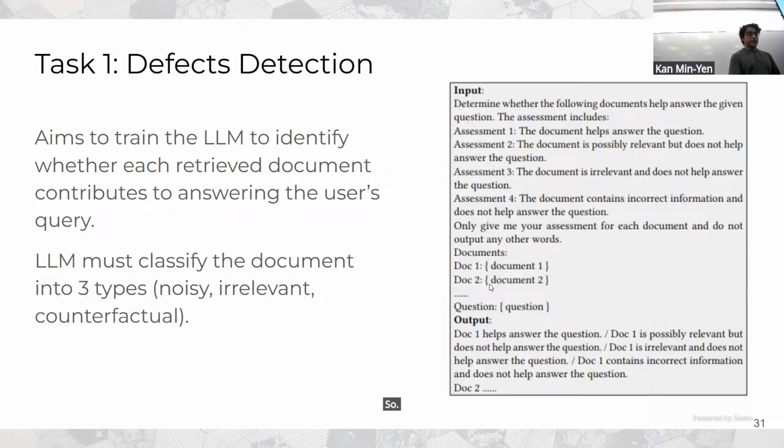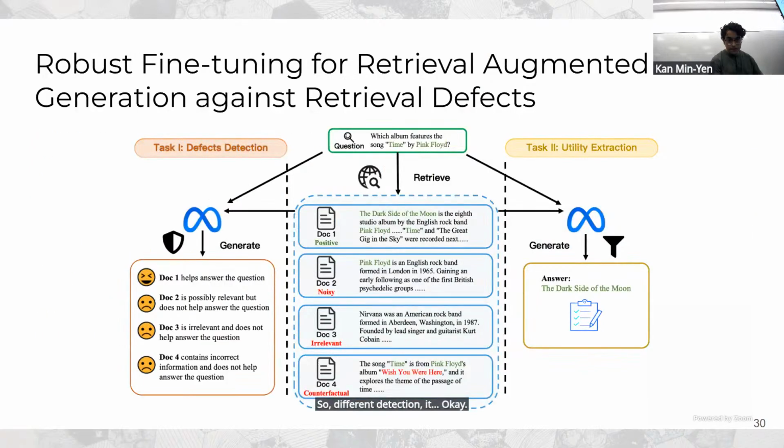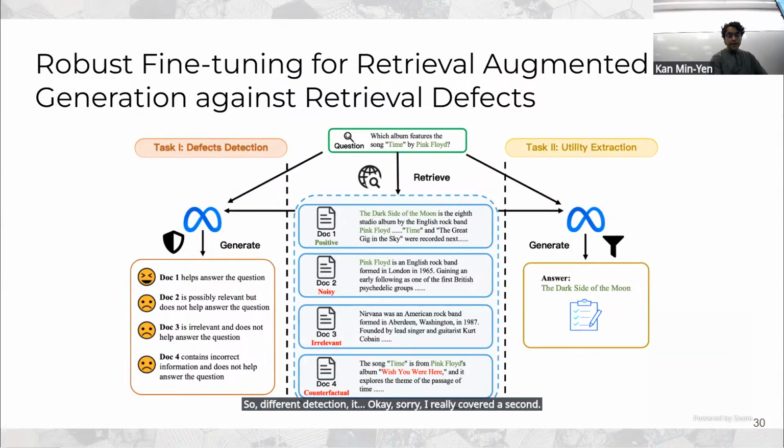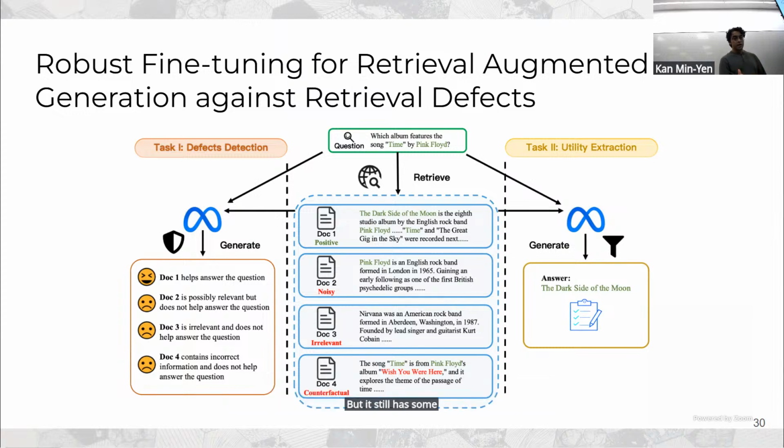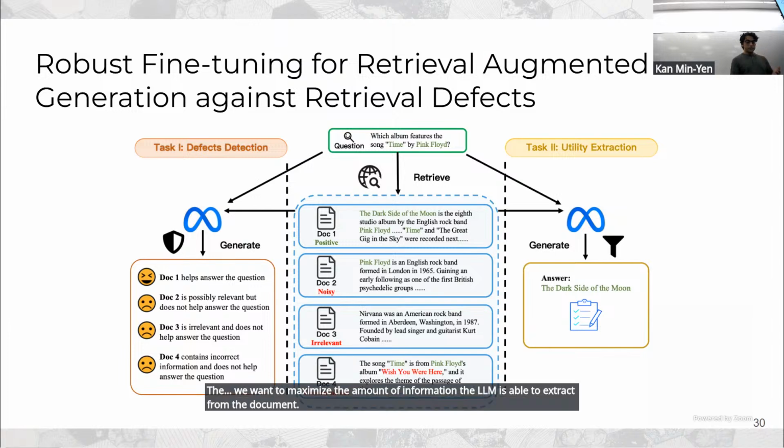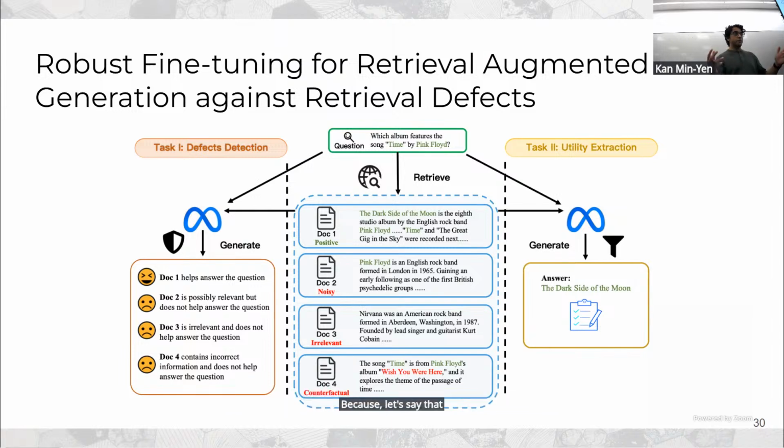So defect detection, sorry, I didn't cover the second. The utility extraction task is just that let's say there's a document that does not have enough information, but it still has some information. We ideally want to maximize the amount of information the LLM is able to extract from the document, because let's say there's a very niche topic which does not have a lot of information about it. In those scenarios, we want the LLM to be as efficient as possible.